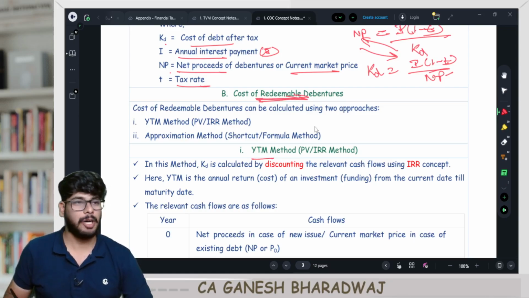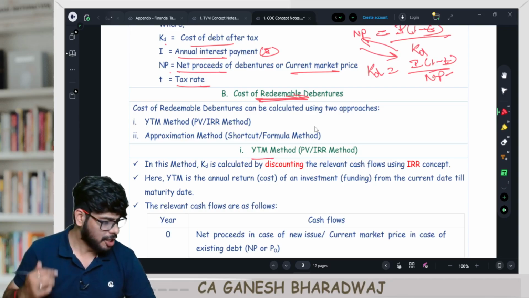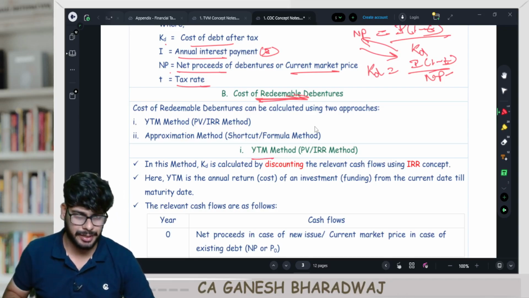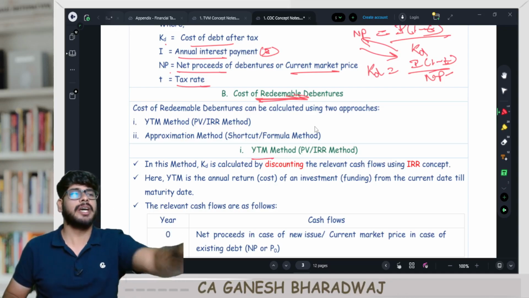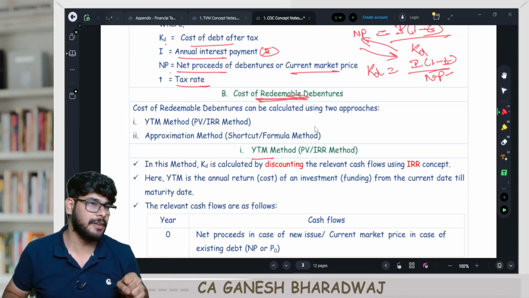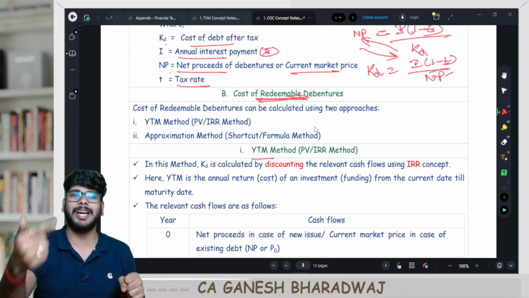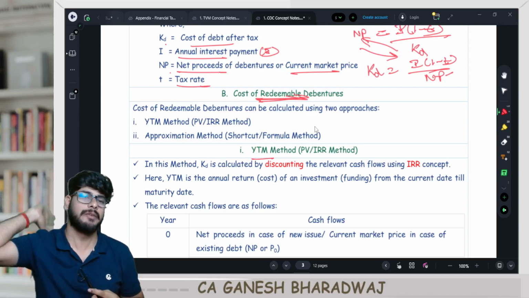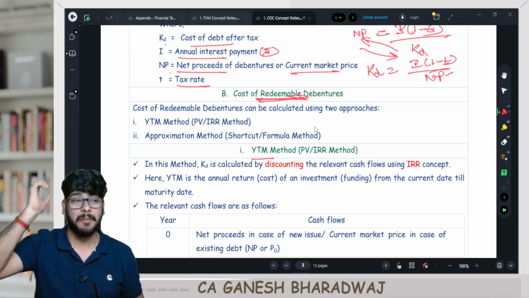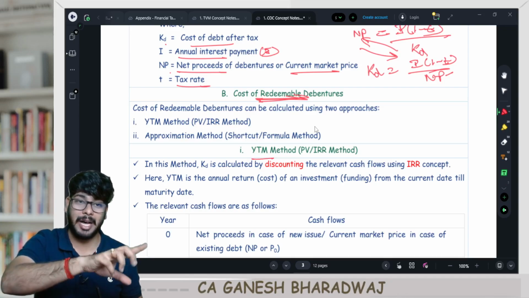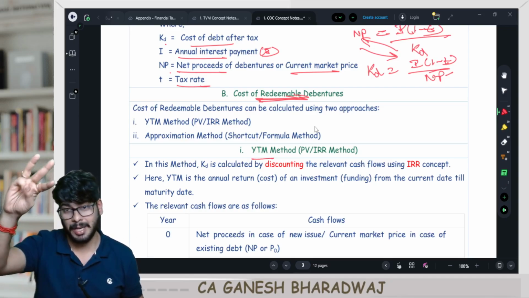Redeemable debenture means what? Debentures that have a finite life. I am issuing this debenture with a life of, let us say, 10 years. Today I receive the money from you, an investor. For the next 10 years, I will be paying you interest. At the end of the 10th year, I will also repay whatever amount I took from you. But remember, the issue can be at par, premium or discount. Even the redemption can happen at par, premium or discount.